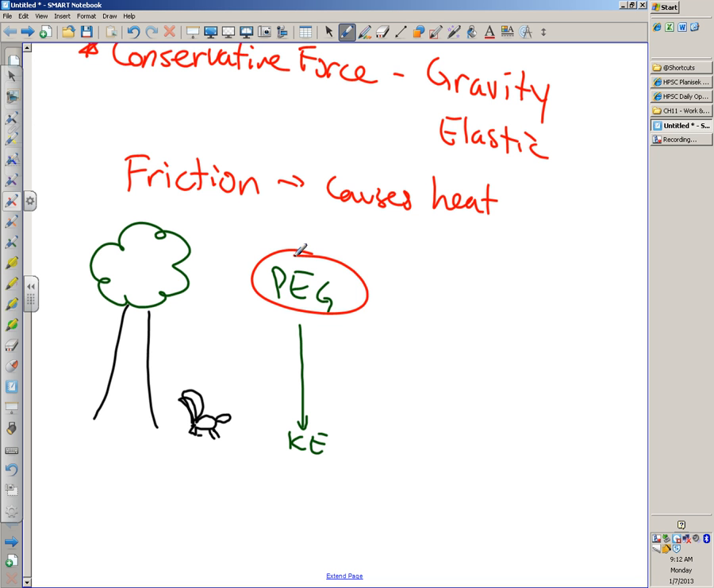However much potential gravitational energy it starts with, all has to get converted into kinetic, but only if gravity is the only force acting on it. In real life, is gravity the only force acting on the squirrel as it falls out of the tree? No. You've got air resistance and stuff like that. But on a test, if it says neglecting air resistance, you can assume that whatever we started with here, you've got to end up with here. Okay? Good there? All right.